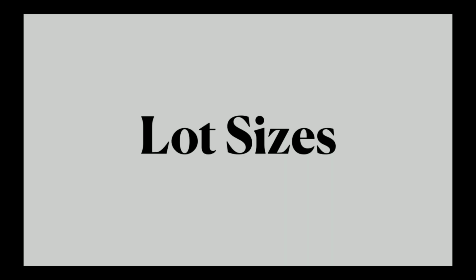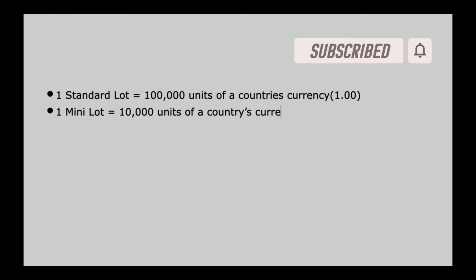So next up, we are talking about lot or lot sizes, which basically refers to the number of units of a currency you are willing to buy or sell at a particular time. And we have 3 different types of lot sizes, which are the standard lot, the mini lot, and the micro lot, as we would be seeing shortly.